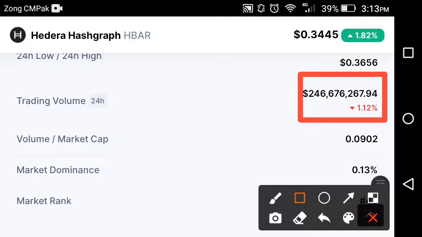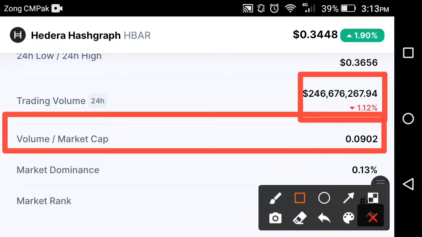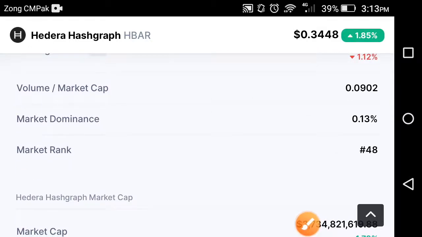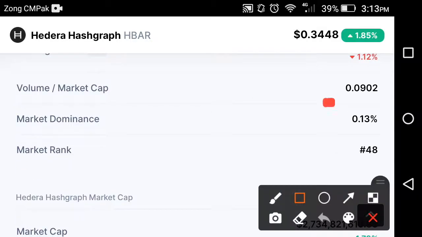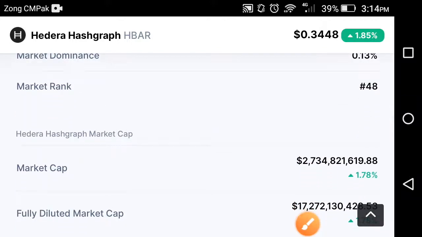Now if we talk about the market cap, the market cap is 0.0902 as the market cap of Hedera coin. The market dominance is 0.13% for Hedera coin. The crypto market rank of Hedera hashgraph is 48. And now let's see the market cap and fully diluted market cap.